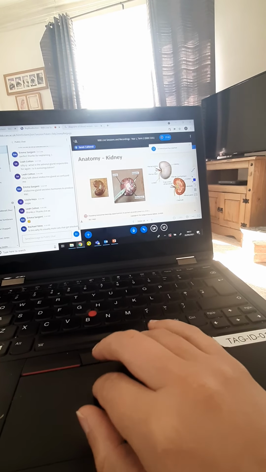Which anatomical plane is that? Can anyone tell me? It's not laterally. Well done, Emma. I was going to say there's 3 anatomical planes. There's transverse, there's dorsal, and there's median. There's also the sagittal plane as well, but it just runs parallel to the median one.